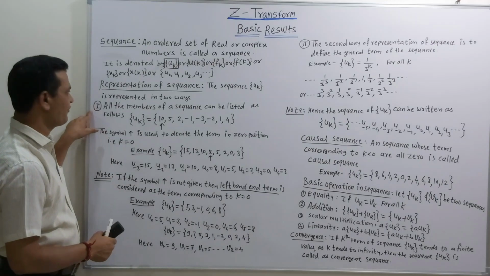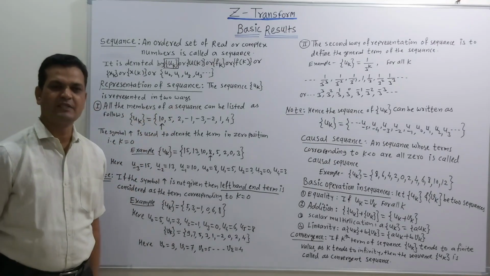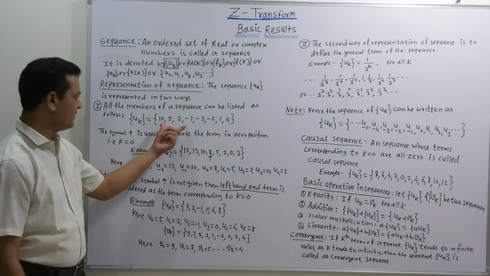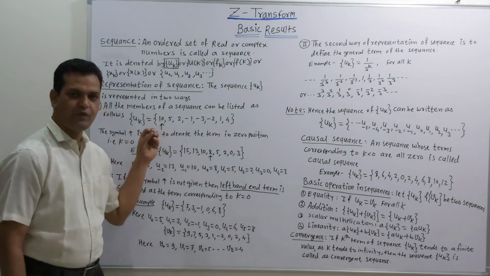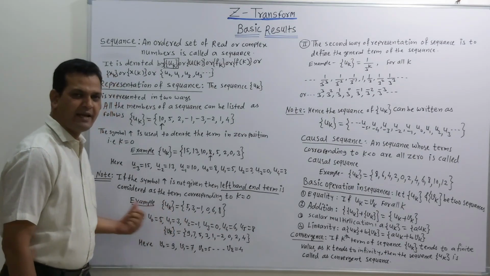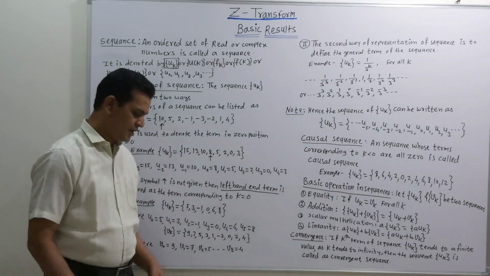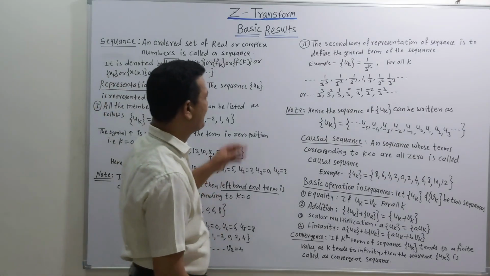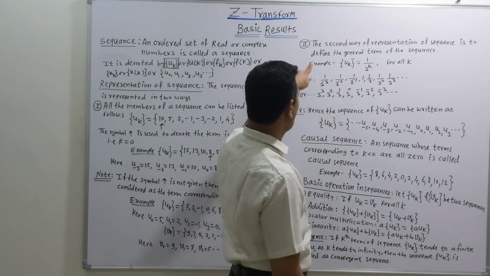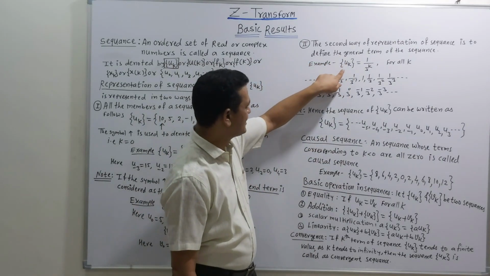This is the first concept for representation of a sequence. All the elements of the sequence can be listed in this way, and because of this arrow we denote the 0th position of the sequence. If the arrow is absent, then the left end term of the sequence is the 0th position. The second way of representation of a sequence is to define the general term of the sequence. Here an example is given.